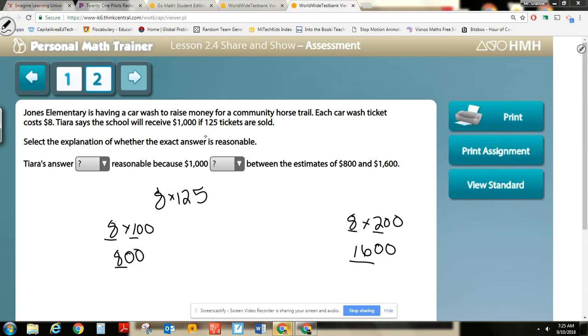She says 1,000, right? Well, 1,000 is in between, right? So Kiera's answer is reasonable because 1,000 is between those two estimates, between 800 and 1,600. So she's good. It falls within that range when we estimate. So she probably did her math correctly.